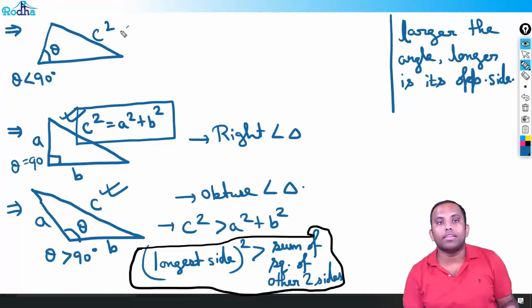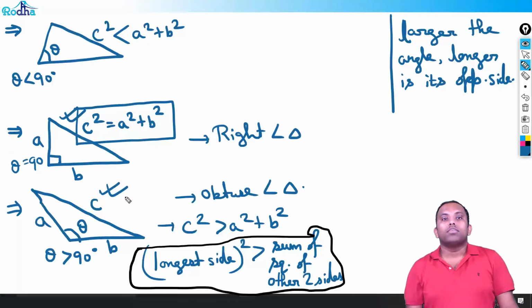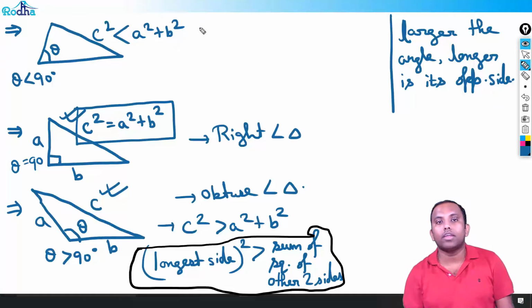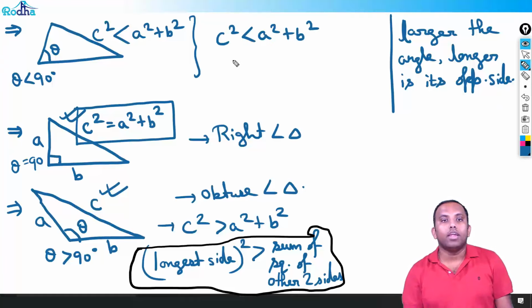C square will be less than A square plus B square. So this is the condition for an acute angle triangle, and it holds for any side, because in this case all the angles are less than 90 degrees. So in an acute angle triangle, C square will always be less than A square plus B square. Any side you take, it will be less than the sum of squares of the other two sides for sure.